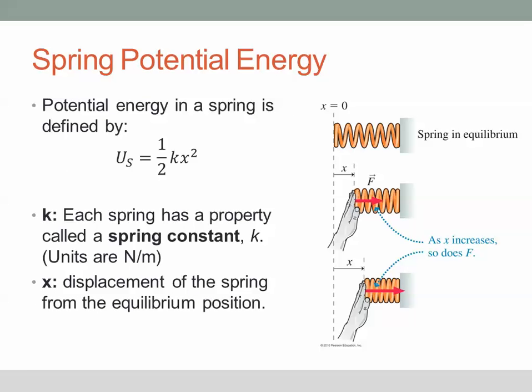We also can use that k to look at the potential energy of a spring. And the potential energy of a spring looks similar to kinetic energy, but not exactly. We call that U sub S. U is for potential energy, S is for spring, and it's equal to 1/2 times the spring constant k times the displacement x squared. So if x is 0, right here, in equilibrium, our potential energy is going to be 0. And if I increase x, I will increase the potential energy of the spring.